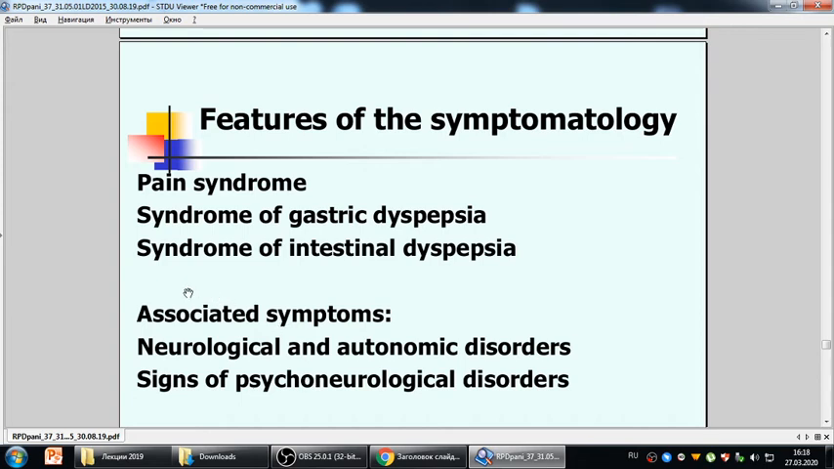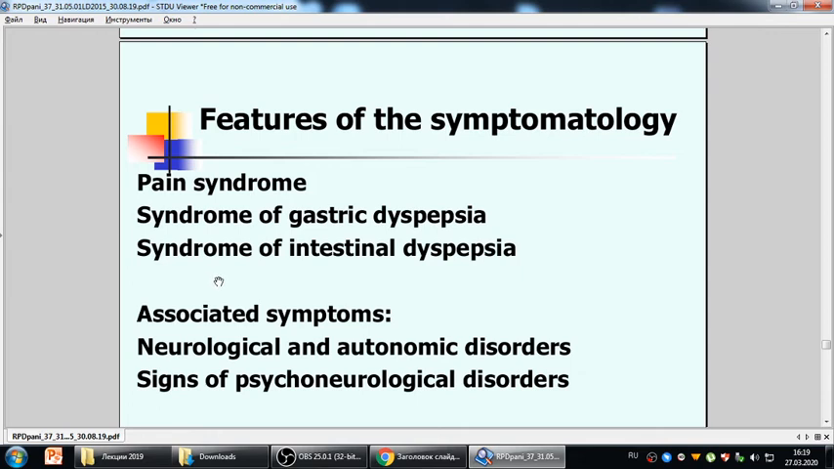And symptoms in cholecystitis consist of pain syndrome, syndrome of gastric dyspepsia, and syndrome of intestinal dyspepsia. Why gastric dyspepsia and intestinal dyspepsia? We need bile production for emulsification of fats, and if there is no production or decreased production of bile, our fats are not emulsified, which results in steatorrhea.